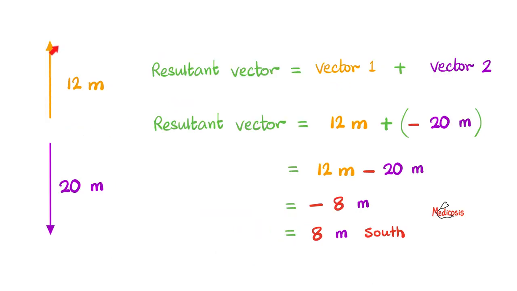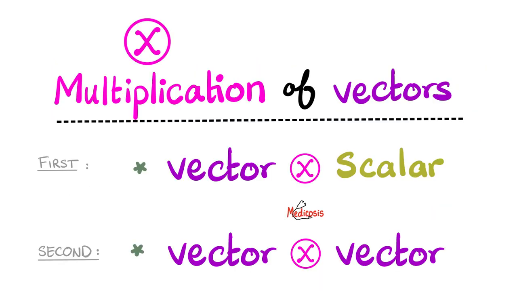Or like this, 12 meters north, 20 meters south. You can say 12 plus negative 20, or simply 12 minus 20. You'll end up with the same thing, negative 8, or 8 meters going south. We're done with addition, we're done with subtraction.